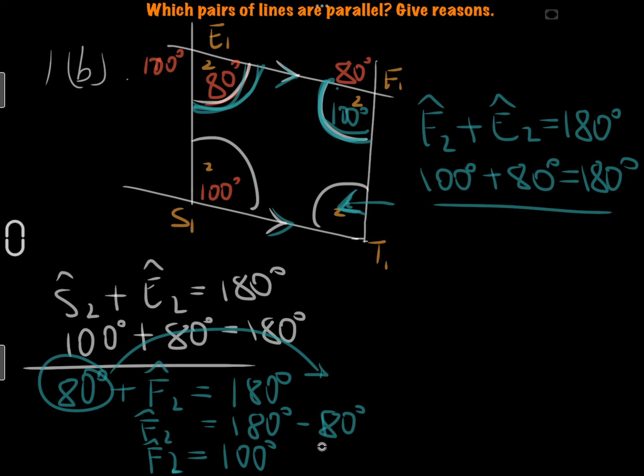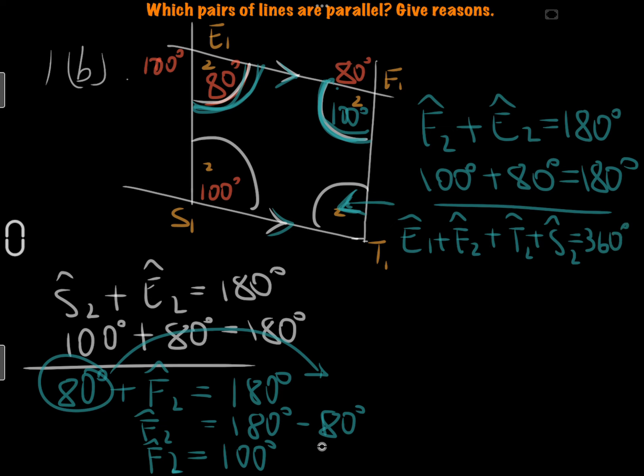Now remember the rule that all angles in quadrilaterals add up to 360. So we can go that far by saying angle E1 plus angle F2 plus angle T2 plus angle S2 should give us 360 degrees.